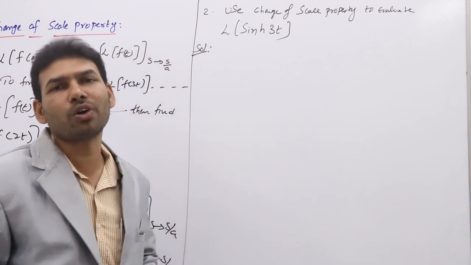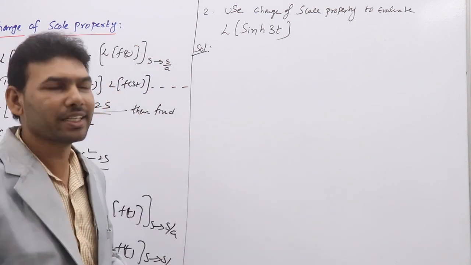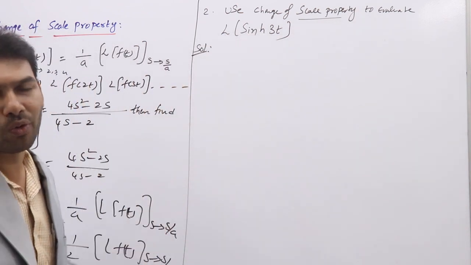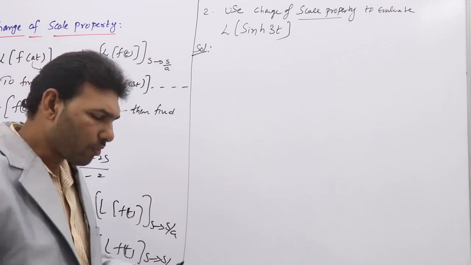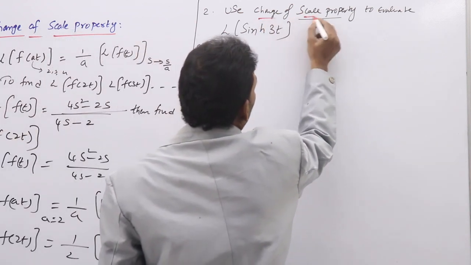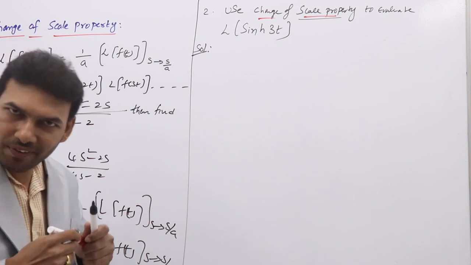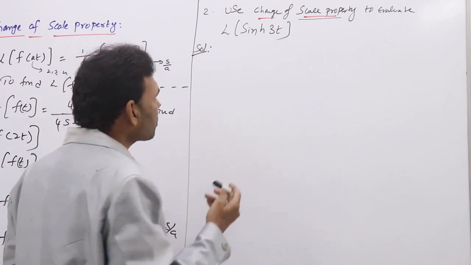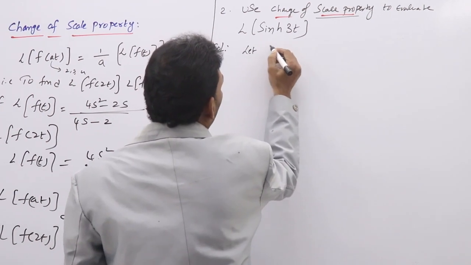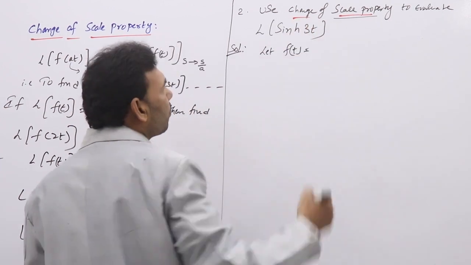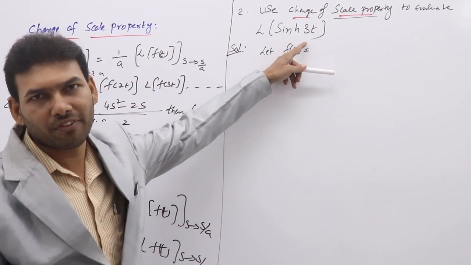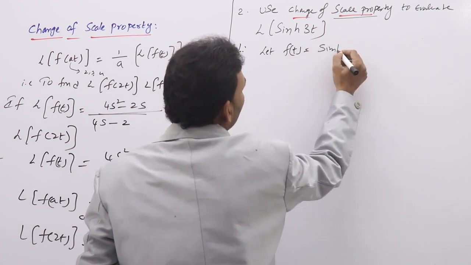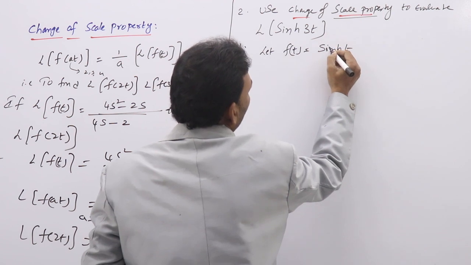Now the principle which we need to apply is given in the question itself very clearly. But you need to create the situation where we are going to apply change of scale property. When do we apply it? Whenever L of f of t is given and we need to find L of f of 3t, L of f of 4t, like that. For that, first you need to assume f of t. So f of t can be taken without the 3. What is f of t? Sin ht.